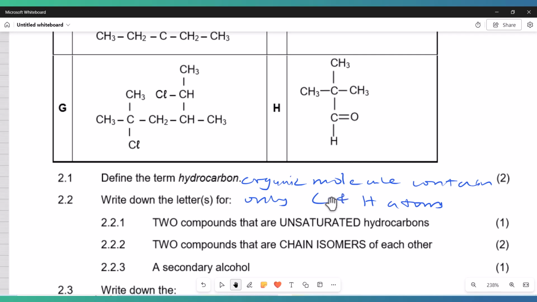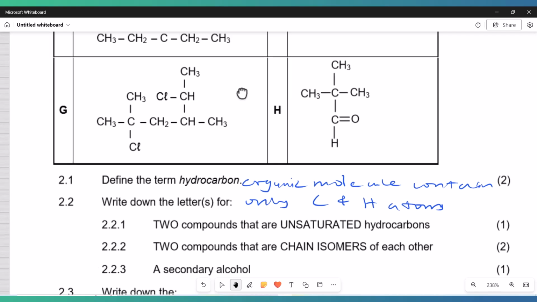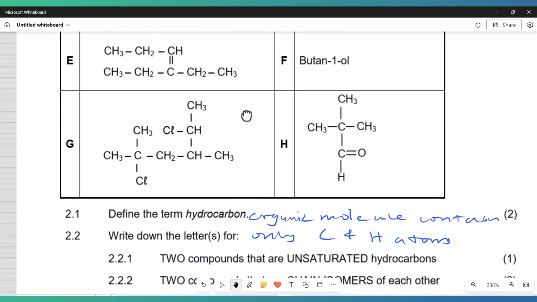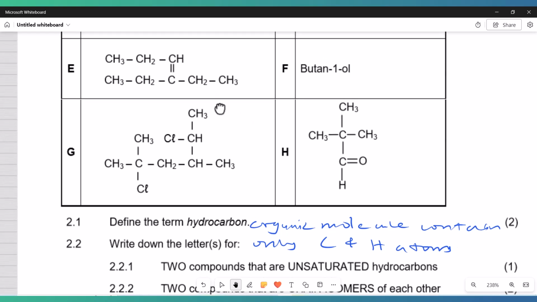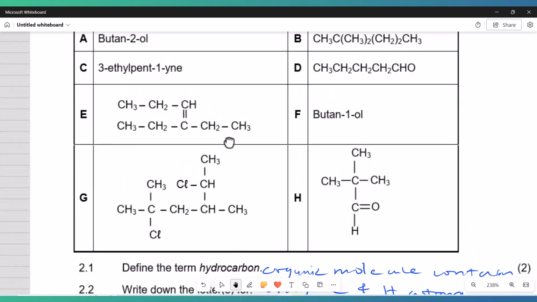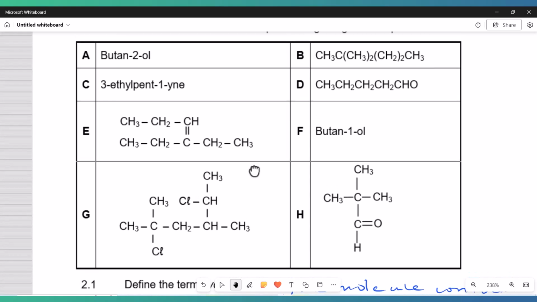So what does unsaturated hydrocarbons mean to us? Now, a hydrocarbon which is unsaturated contains double or triple bonds between its carbon atoms. So, I repeat, a hydrocarbon which is unsaturated contains double or triple bonds. So, in this particular case, the answer is going to be C and E. This one is a double bond here, then a triple bond for the butane, okay?